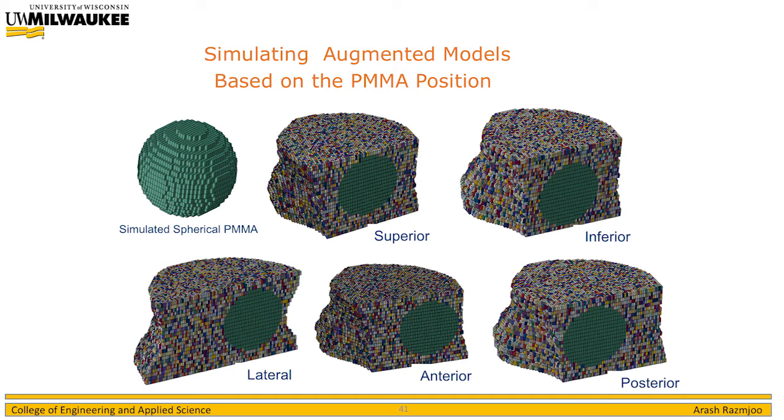Here it is placed closer to the lateral wall. And here it is placed closer to the anterior wall. And here it's closer to the posterior wall. After analyzing all of these finite element models and applying the related force and boundary conditions, we extracted the results to compare.